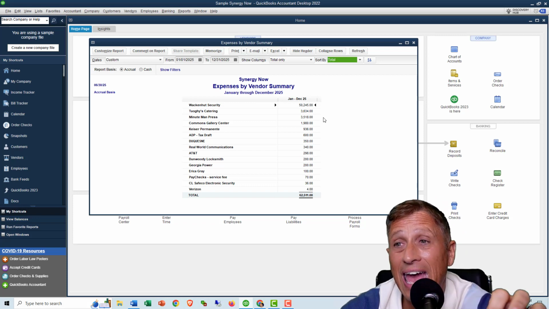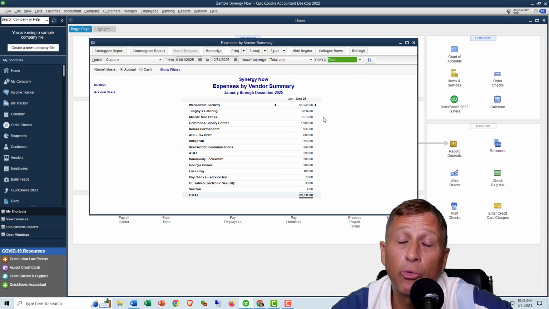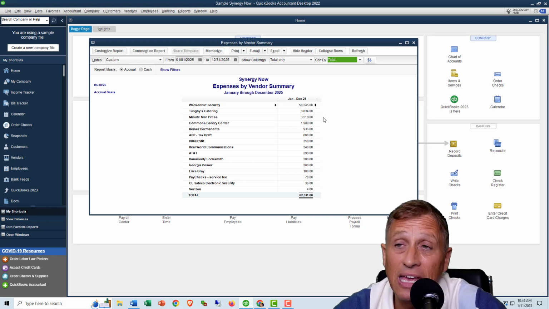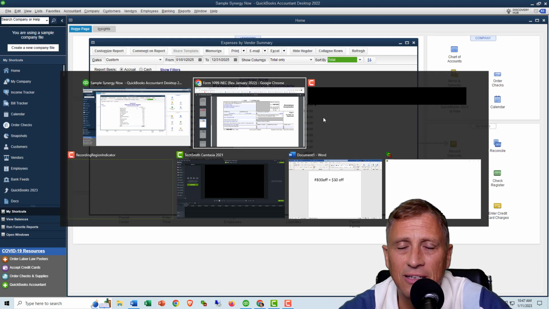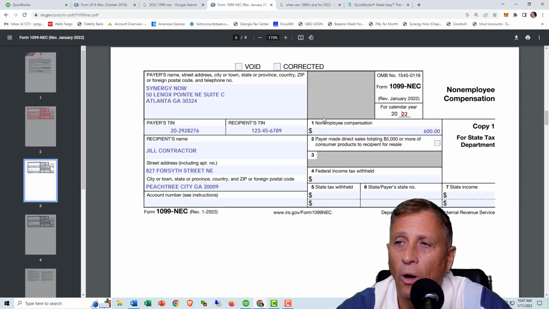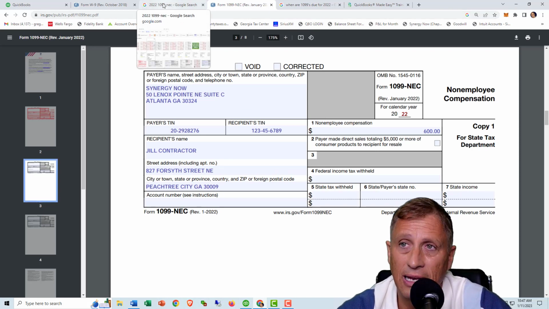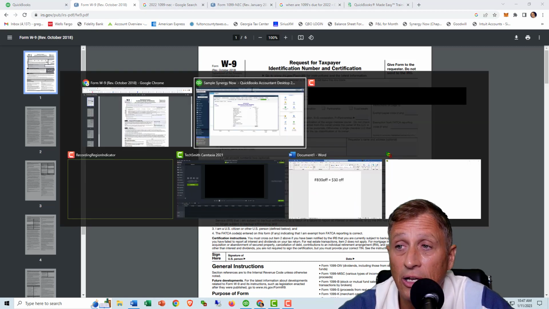And you should really have these people fill out a form to let you know both what their federal ID number is and then whether or not they are a corporation and should get a 1099 or shouldn't get a 1099, or are they a sole proprietorship or a limited liability company and maybe should get a 1099. We're going to go over all of this in detail. Here's the W-9 that you can get them to fill out, but you don't have much time left because this thing is due January the 31st.